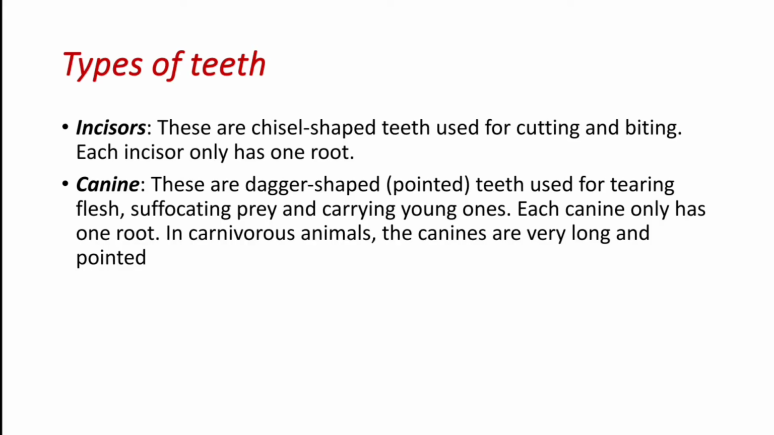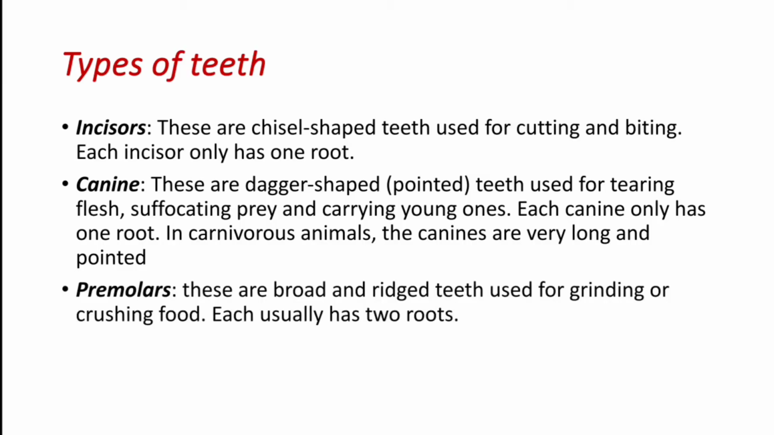Okay. Let's look at another type of teeth, which is premolars. These are broad and rigid teeth used for grinding or crushing food. Each usually has two roots. They are the ones that will come next after the canines. Premolars have little bumps on top. That's what they mean when they say rigid. Why? Because that is going to be very important for grinding.